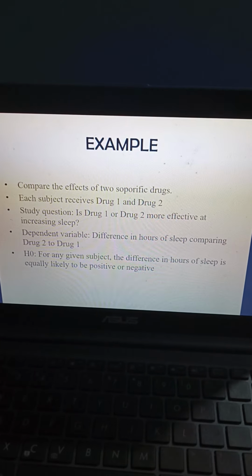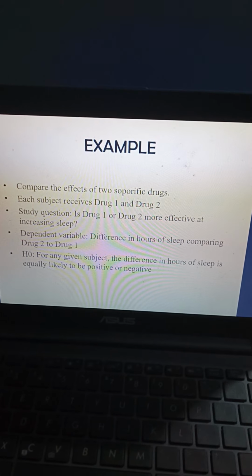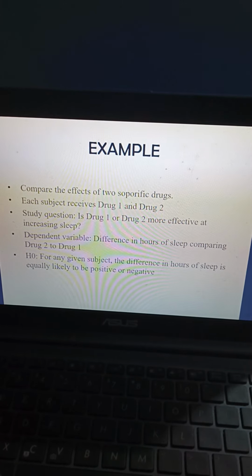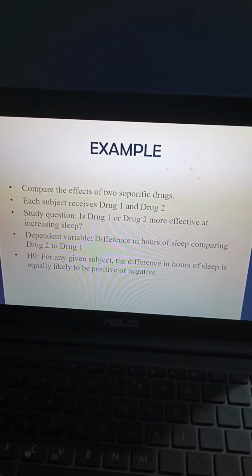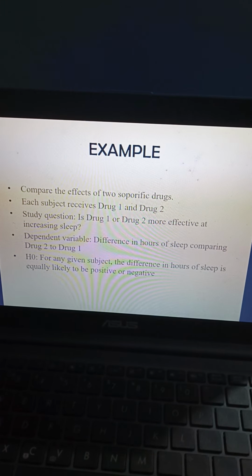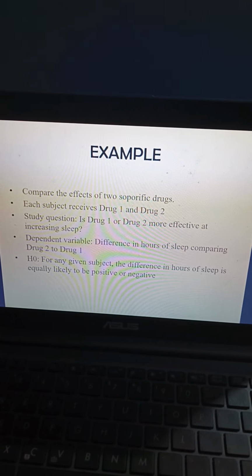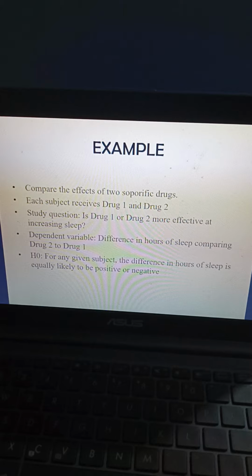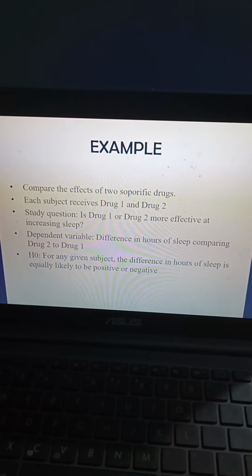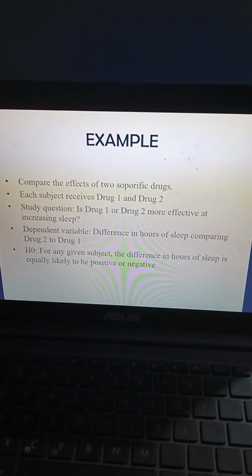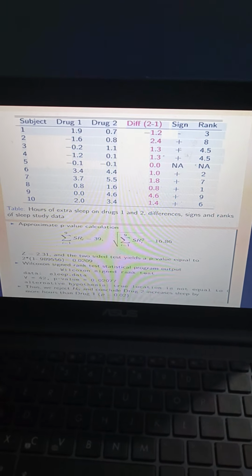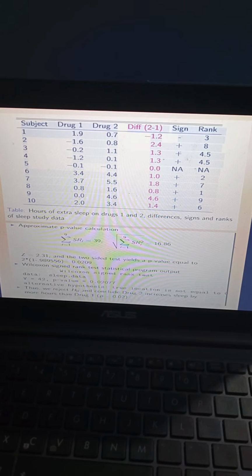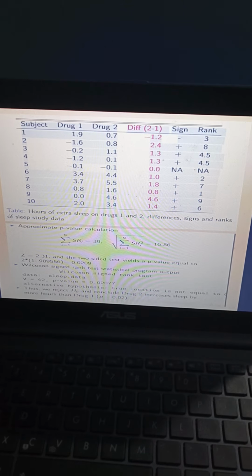For example, compare the effects of two soporific drugs. Each subject receives drug 1 and drug 2. Study this question: is drug 1 or drug 2 more effective at increasing sleep? Dependent variable: difference in hours of sleep comparing drug 2 to drug 1. H0: for any given subject, the difference in hours of sleep is equally likely to be positive or negative. Then the table is given, signs and ranks will be calculated.